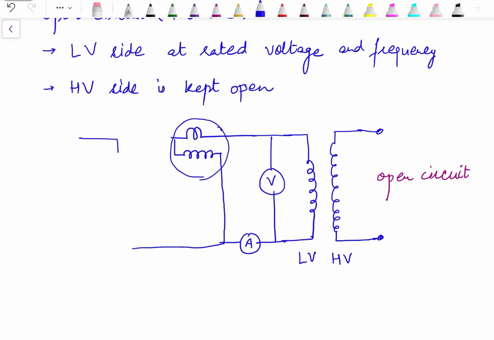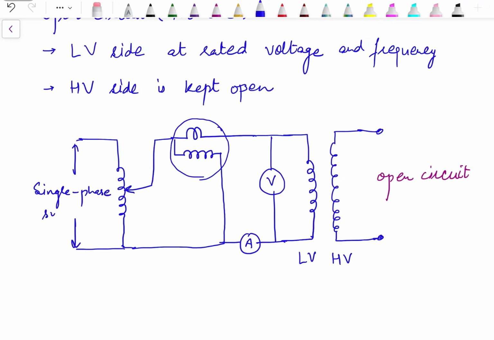And the supply is fed to this single phase transformer through an auto transformer, or we can say variac, so that we can adjust the voltage. So here we will have single phase supply that will be adjusted through this auto transformer, which is also known as variac, variable AC supply it means.